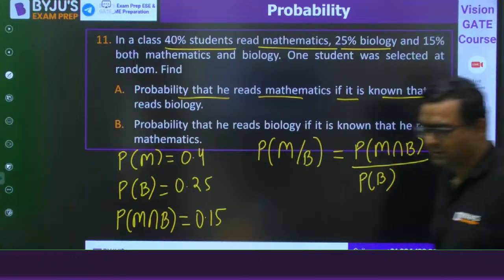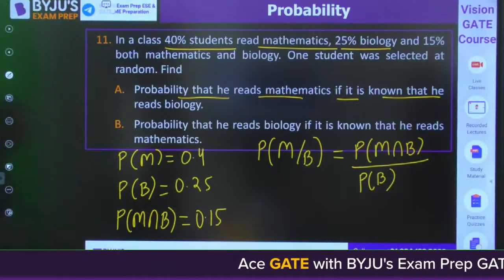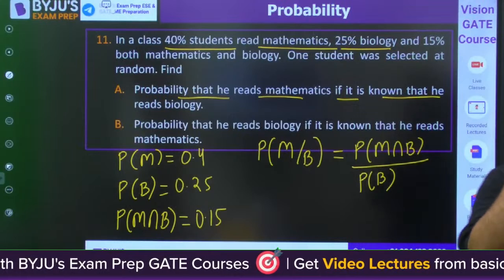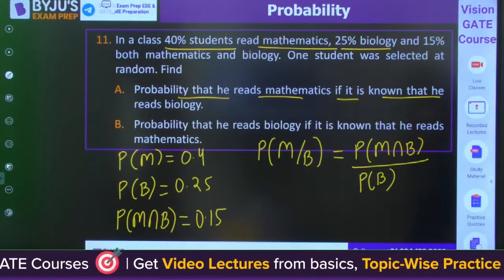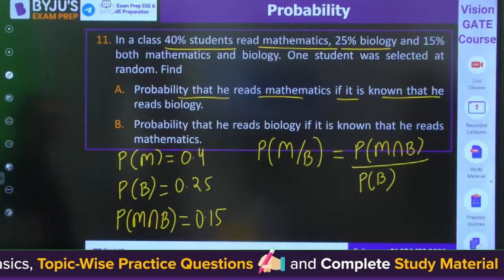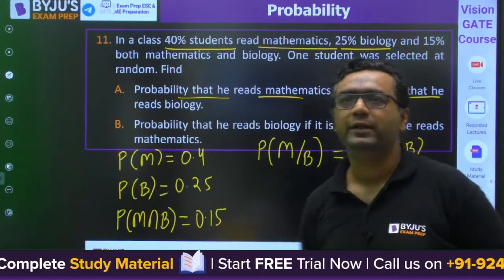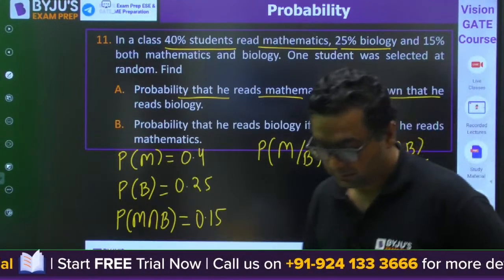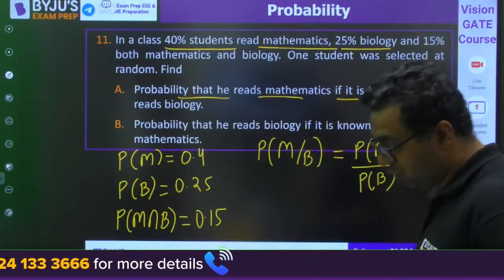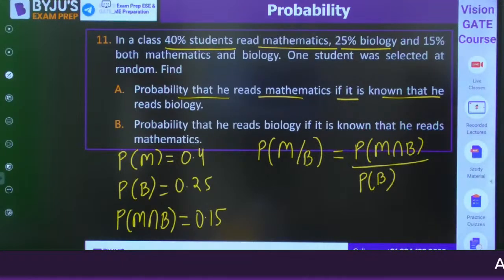What is the problem in this question? Now solve it and give the answer. Very easy, very easy, very easy. Now we are moving to some very good questions one by one, slowly, slowly. Solve it. Let me switch off the AC. It is creating sound. Solve it, guys.